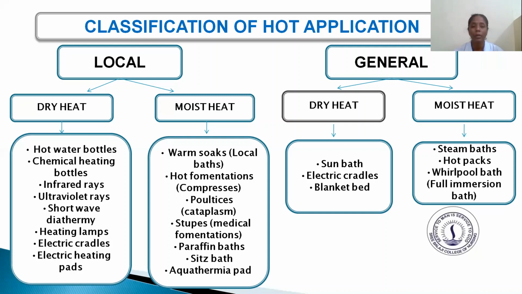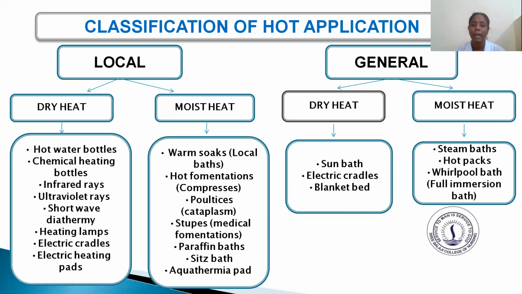Another one is the local moist heat. In the moist heat, one is the warm soak. It is otherwise called local baths. Another one is hot fomentation, that is compresses. Another one is Kaolin poultice. Another one is medicated fomentation. Another one is paraffin bath, sitz bath, and aquathermia pad. These are all the moist heat.